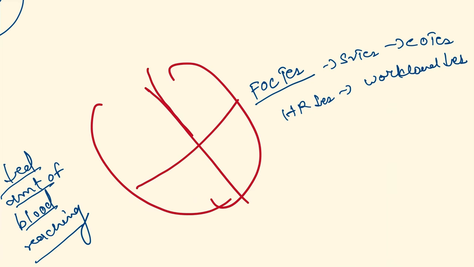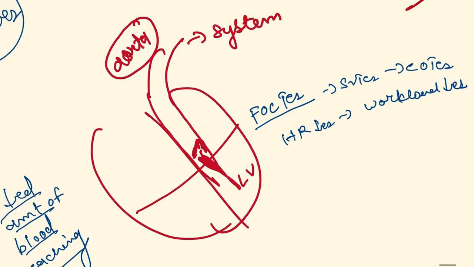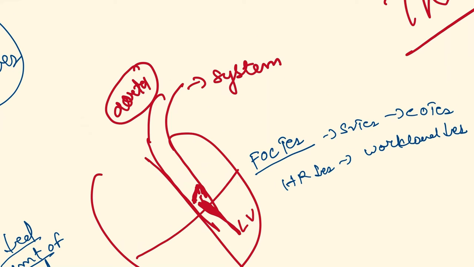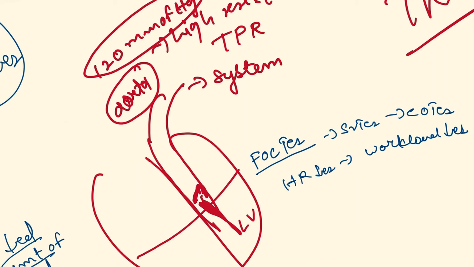Then you know that there is the aorta here, which carries the left ventricular blood. When the left ventricle pushes the blood, it reaches the aorta, and from the aorta the blood is carried towards the system. But this side of the heart, the left ventricular side, has a high resistance. Even the aorta has a high resistance, around 120 mm of Hg. This much high resistance is there in the aorta. So this is called total peripheral resistance.